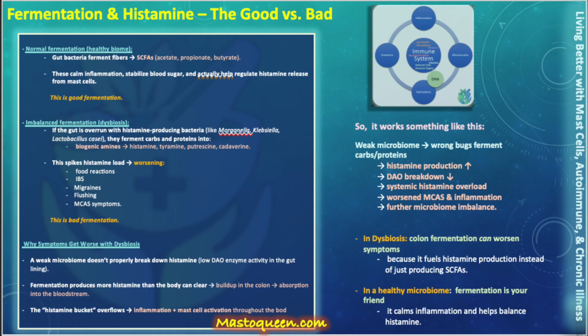But in a healthy microbiome, fermentation is your friend. It helps keep inflammation down and keeps the histamine balanced. So basically, what did I just say? Think of your gut like a kitchen. Good chefs cook healthy meals out of fiber, making fuel that calms your system. But when there are bad chefs in the kitchen, they take over, they burn the food, and fill the room with smoke. That smoke is like histamine. The more smoke, the worse your symptoms. And that's about as easy as I can make an analogy for that.